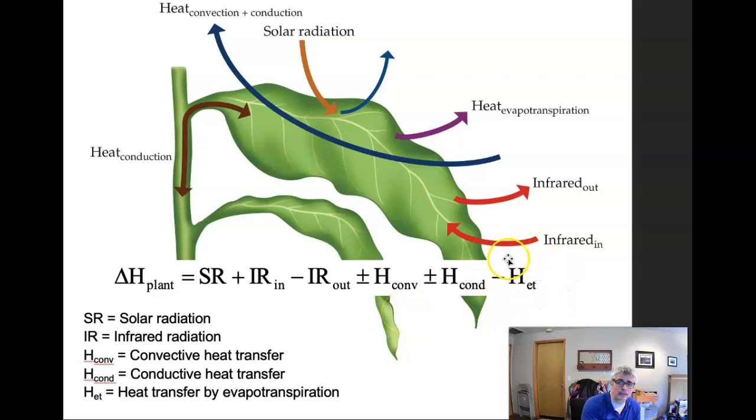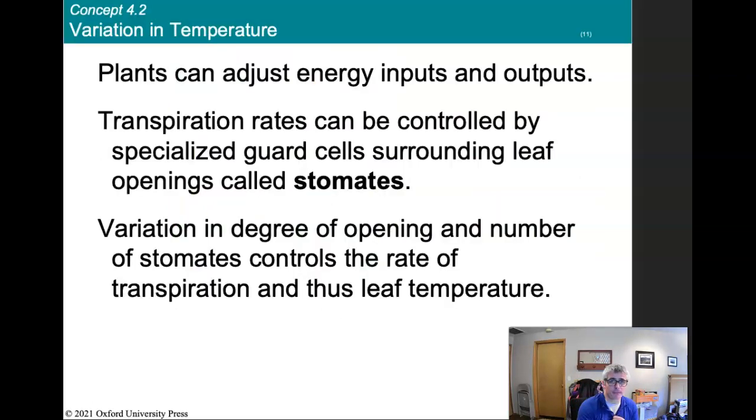And the last one is heat loss through evapotranspiration. That's always going to be a loss. Whenever water goes from liquid to gas phase, that requires energy, and it takes that energy from the plant via heat. So evapotranspiration is always a negative. They're losing water, and with that, they get some cooling effect. And when we talk about animals, sweating is an example of that. But evapotranspiration is one way that plants can cool themselves via loss of water.